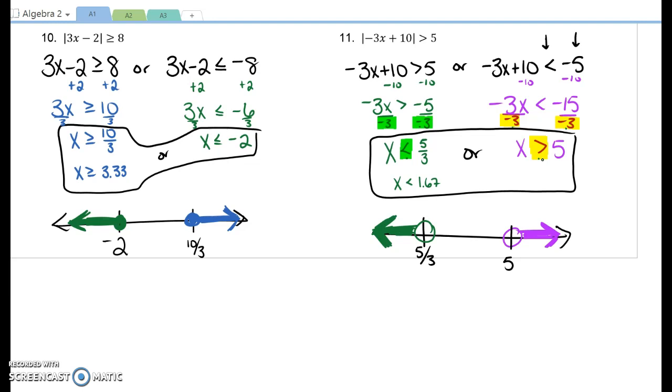Especially when you're trying to graph on a number line, leaving it as 5/3 is certainly easy, but if you don't know what decimal 5/3 is, you're not going to know where to put it on the number line. So it's worth it to at least figure out what that decimal is. So 5/3 is definitely on the left, 5 is on the right. X is less than 5/3, open circle, shaded left. X is greater than 5, open circle, shaded to the right.